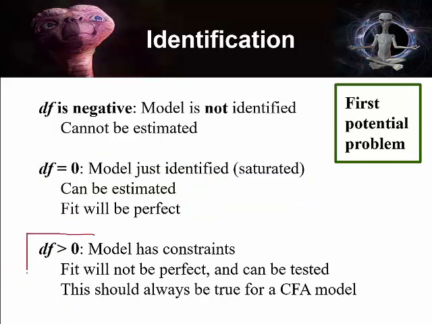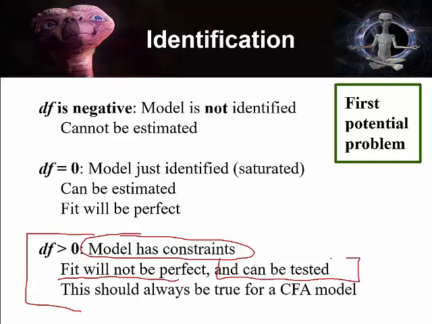So when we're doing confirmatory factor analysis, we're always going to have positive, non-zero degrees of freedom. That is, we're going to have constraints on our model that make our degrees of freedom larger than 0. And that means that our fit will not be perfect, and we can test the fit of the model. We can test and see how well our model fits. That is, the assumptions based on the constraints that we placed on our model. How reasonable are those constraints?